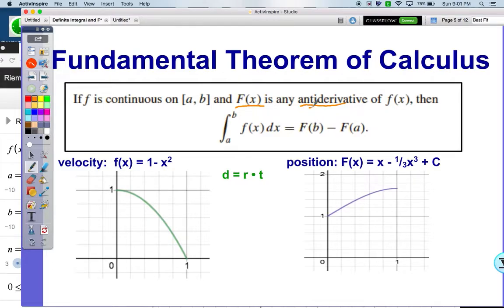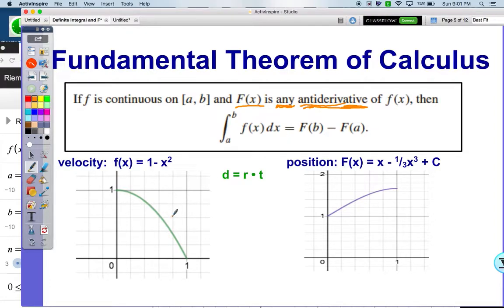And remember when we did the antiderivative, we put a plus c, but notice this is any antiderivative, so we don't have to worry about the plus c. And even if we did, it really wouldn't matter, because we have a plus c here and the same plus c over here for the F of a, and they would subtract out. So this is a really powerful tool.